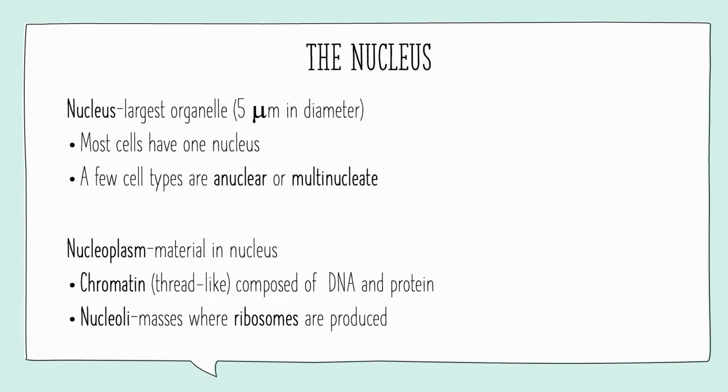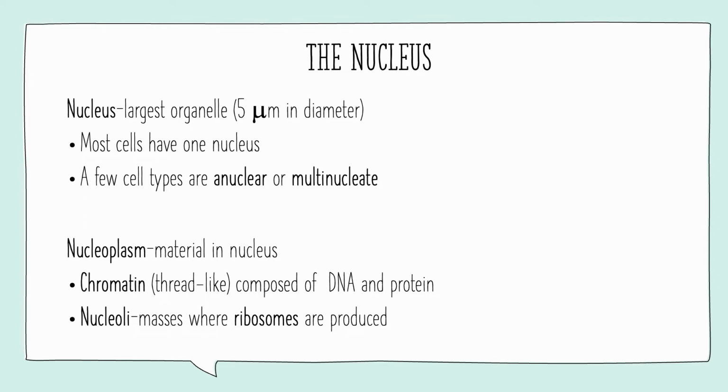So here we have the nucleus. They say it's the largest organelle. It's 5 microns in diameter, and I can't even describe what 5 microns is. I would have to say it's invisible to the naked eye. Most cells have one nucleus. There are a few that have no nucleus, anuclear, or some that have multiple.